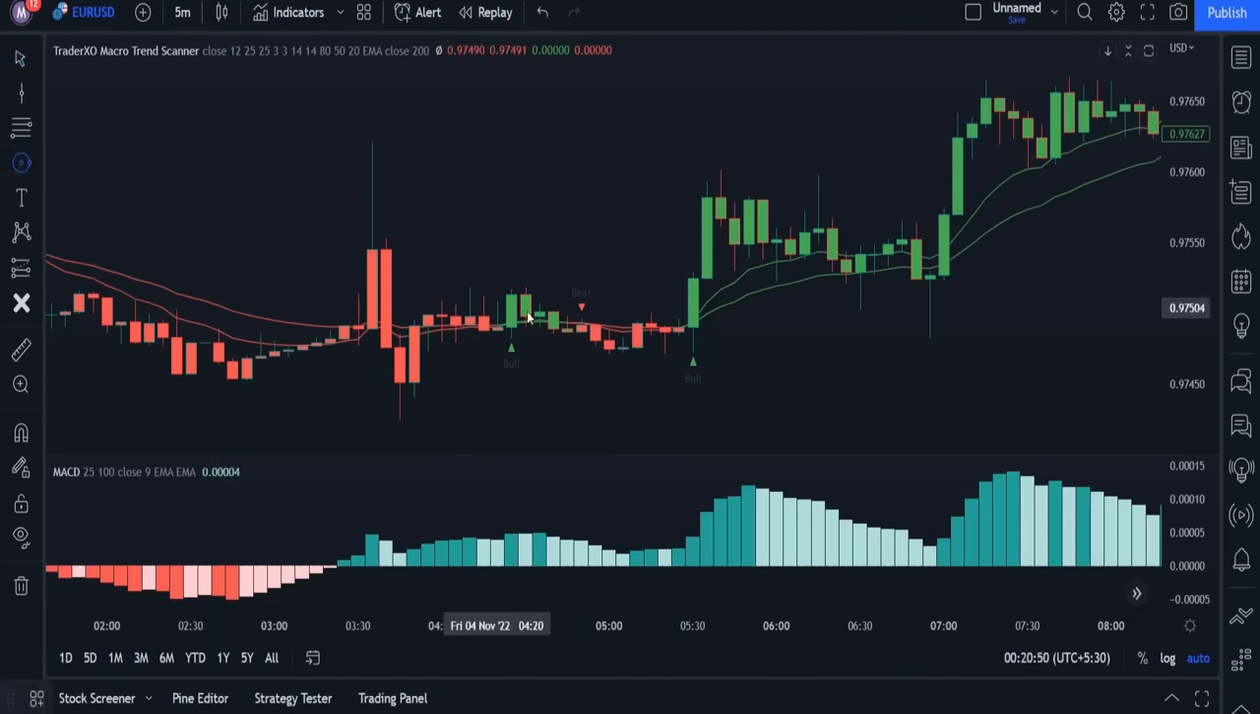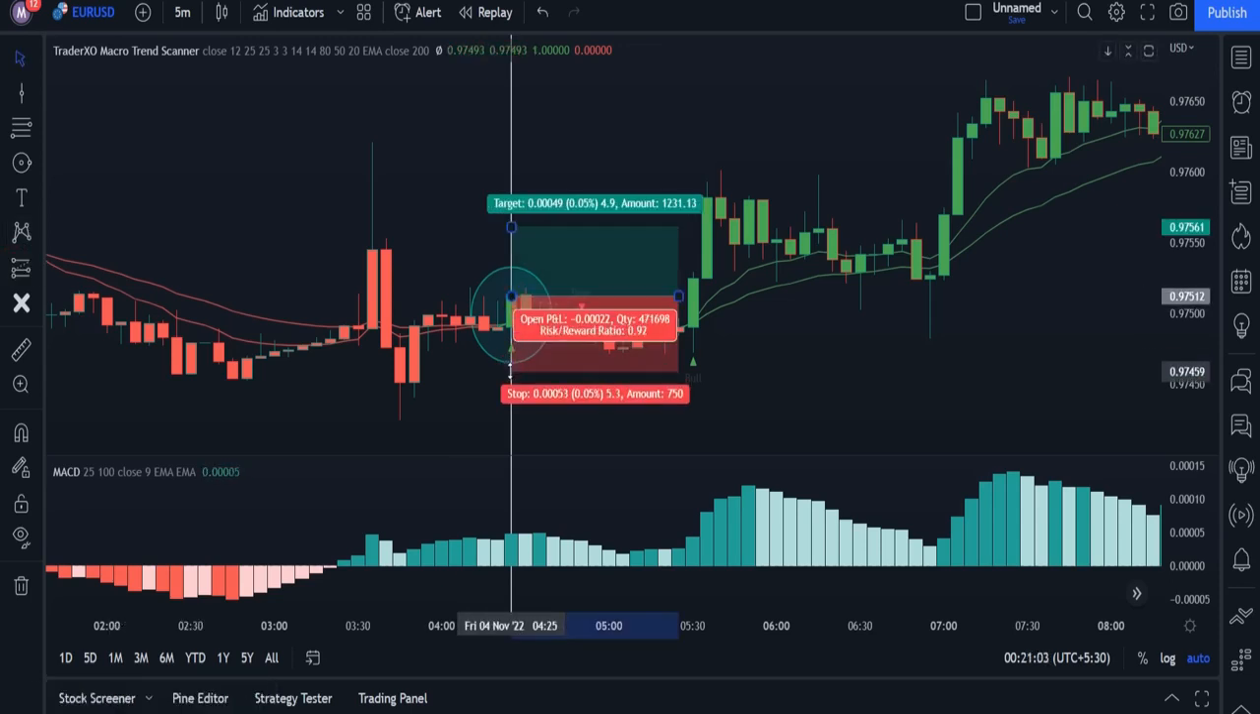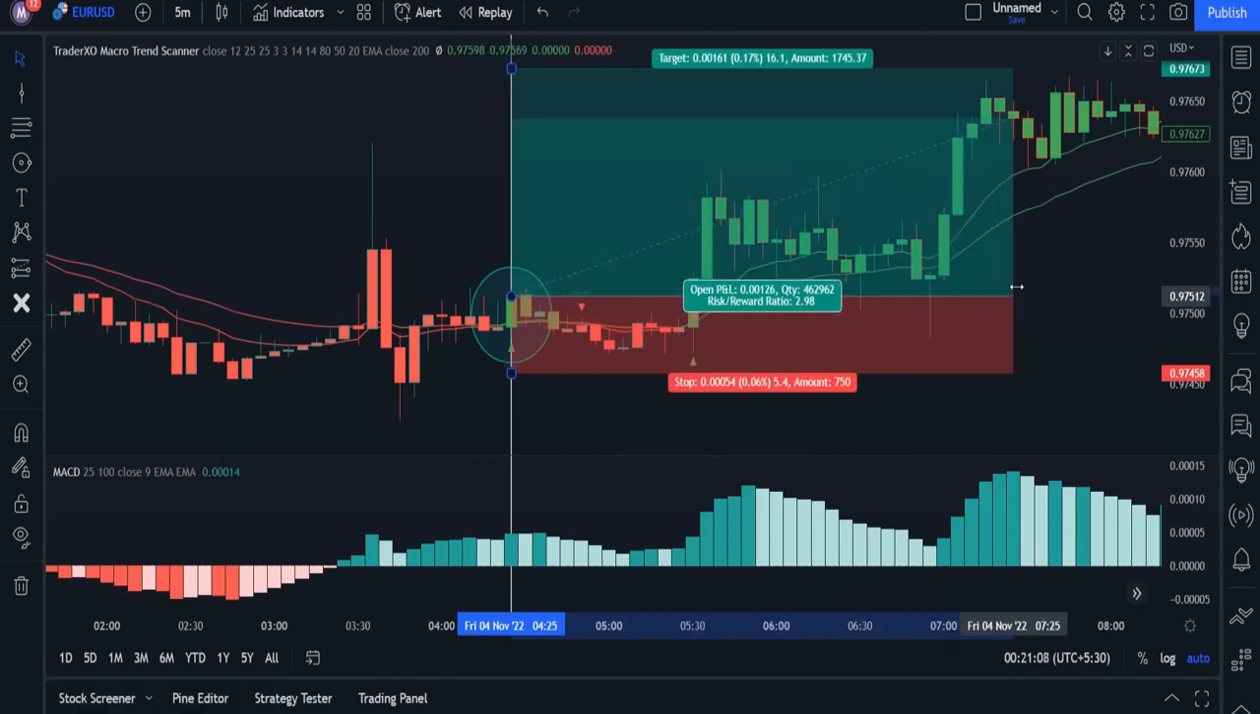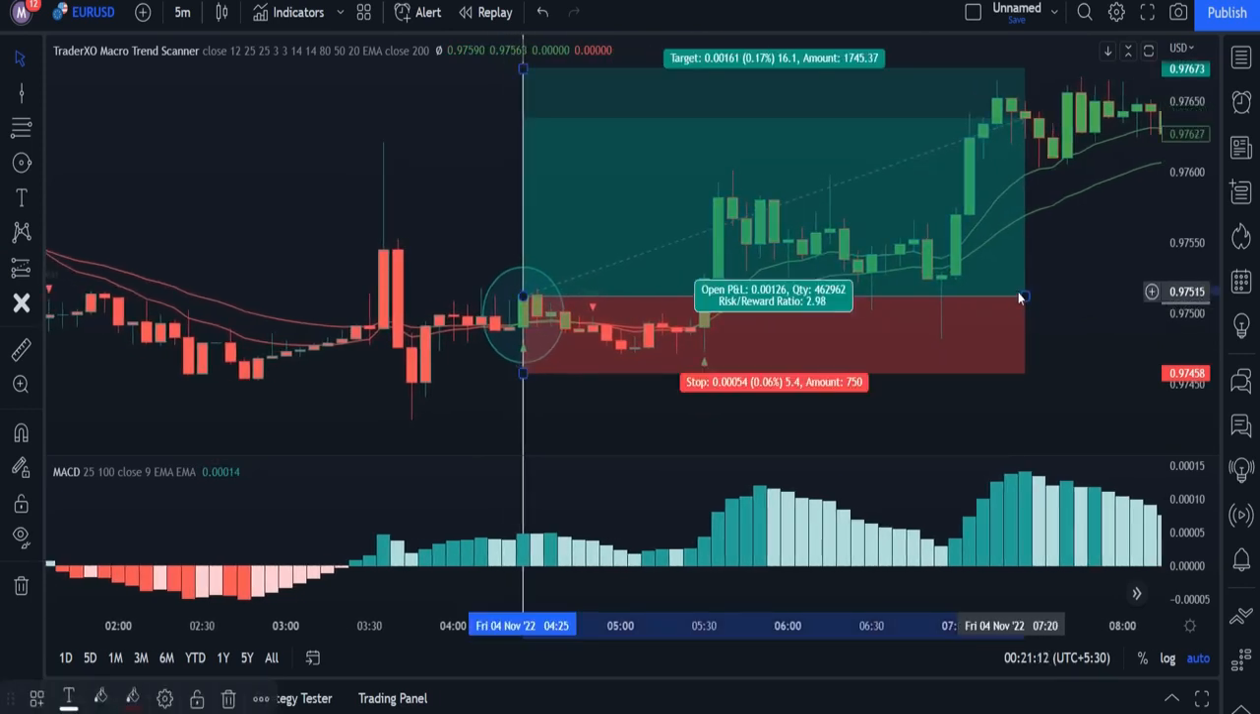Here we got a bullish or buy signal. We can see that the MACD histogram is above the 0 line. So we're currently in an uptrend, and we are allowed to enter only buy trades. So this signal is valid and we could have entered a trade using it. If we set the stop loss here, we would have made a lot of profit. Now let's move on to the next trade.